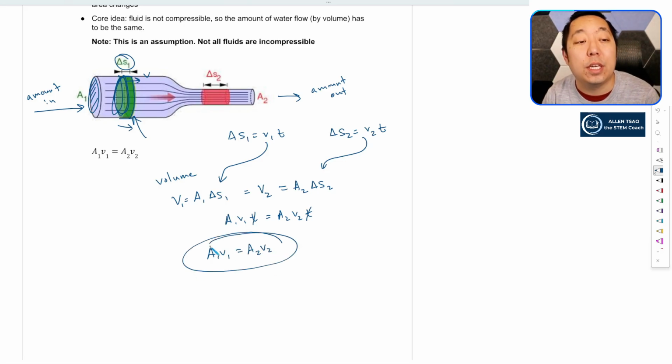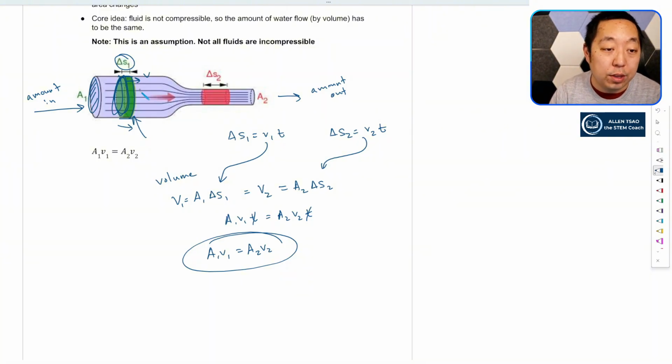We call that the continuity equation. And that's literally just because we're saying the liquid's not compressible. The same amount of water that passes through in a certain amount of time on one side has to have the same amount of water coming out on the other side. That's all that principle is. That's all that's saying there.